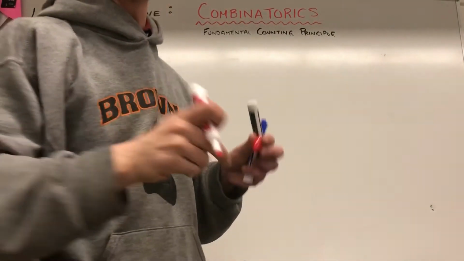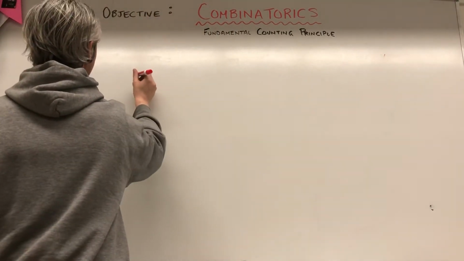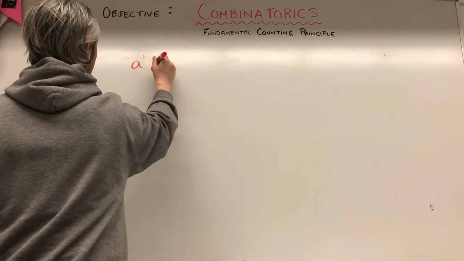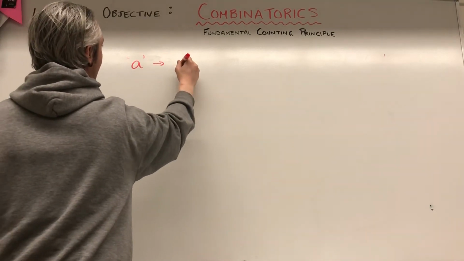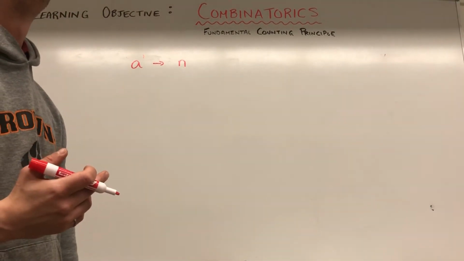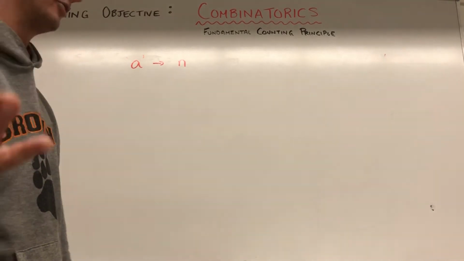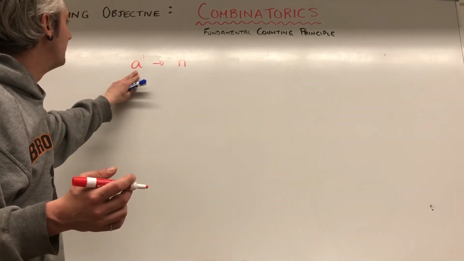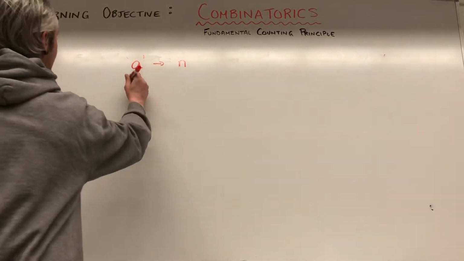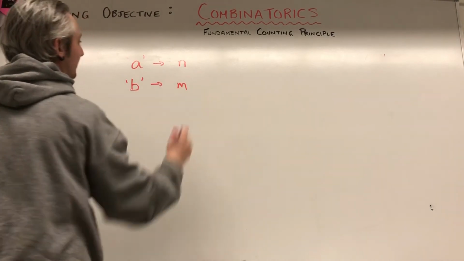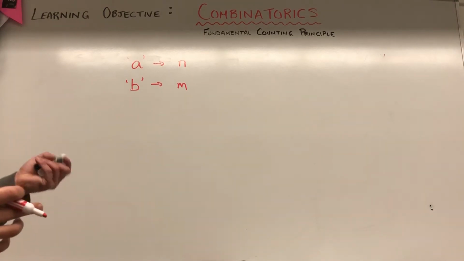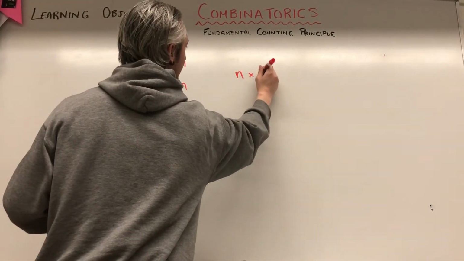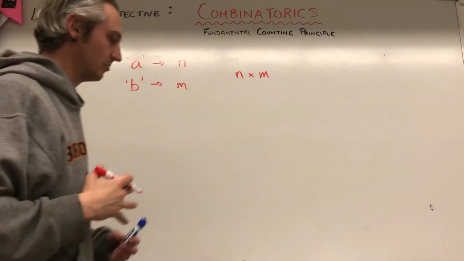Essentially, the fundamental counting principle tells us that if I can do task A n different ways, say, how many ways can I choose a letter from the alphabet? Well, 26 ways. And I can do a different task m ways, say, how many ways can I choose a number from 1 to 10? Well, the total number of ways that I can do this task and this task is simply n times m. That is the fundamental counting principle.